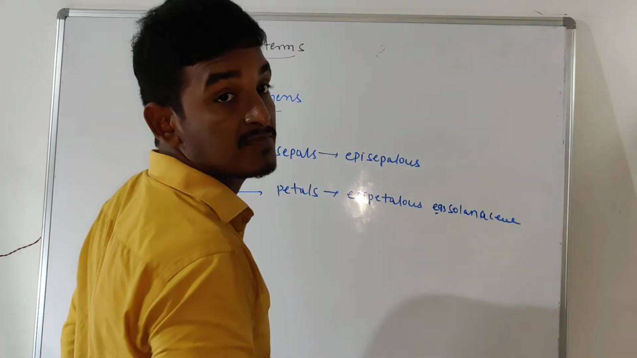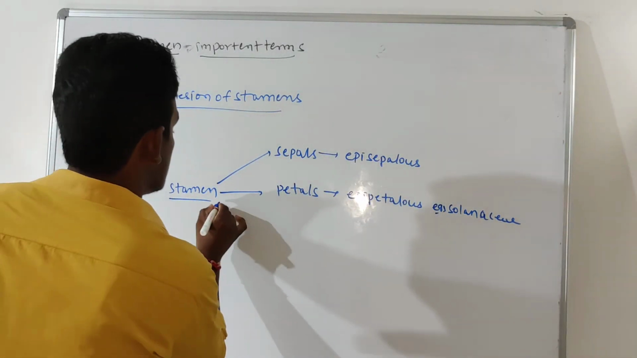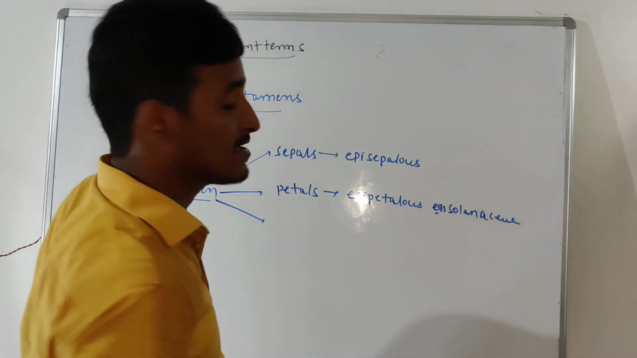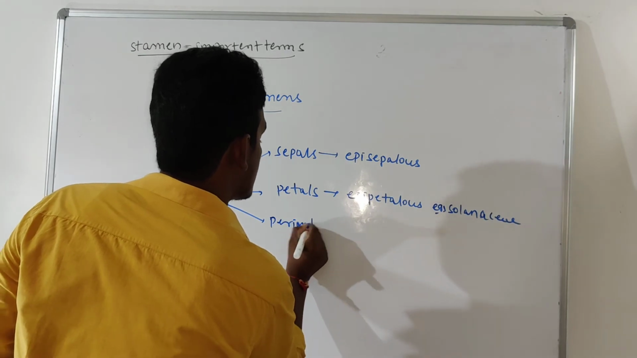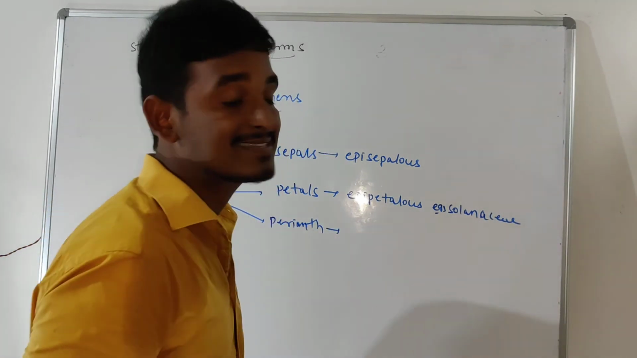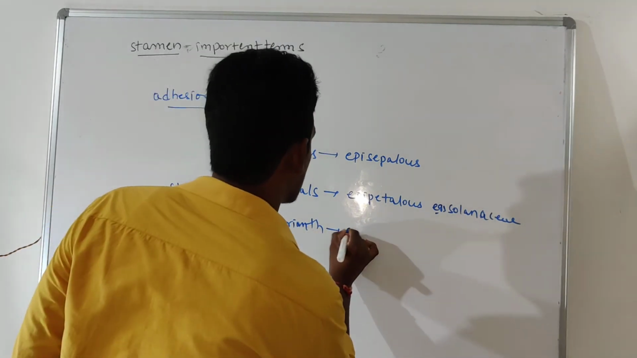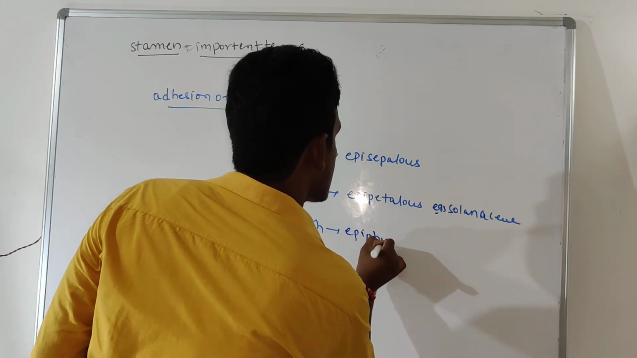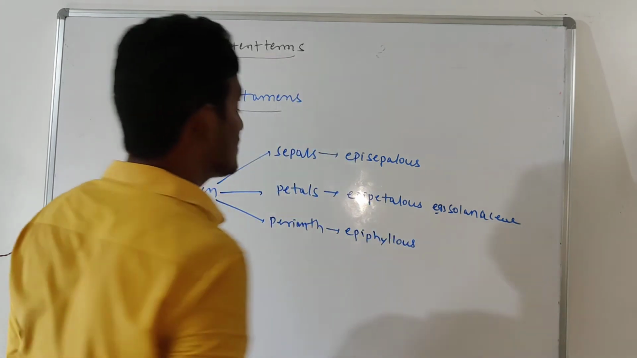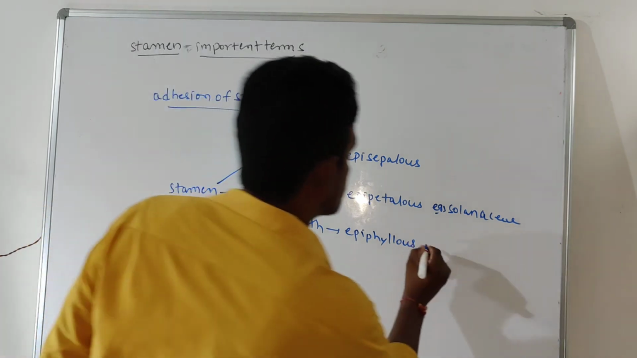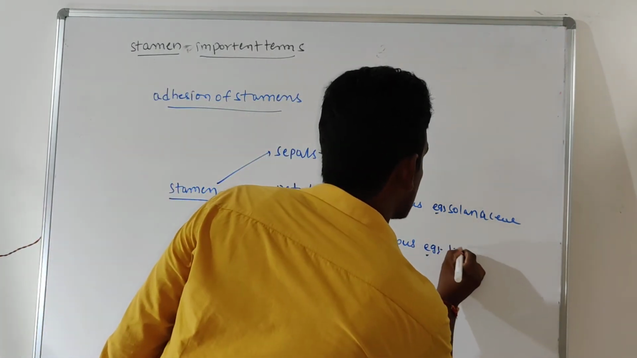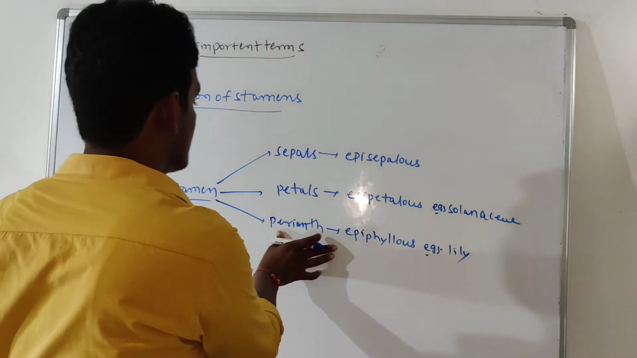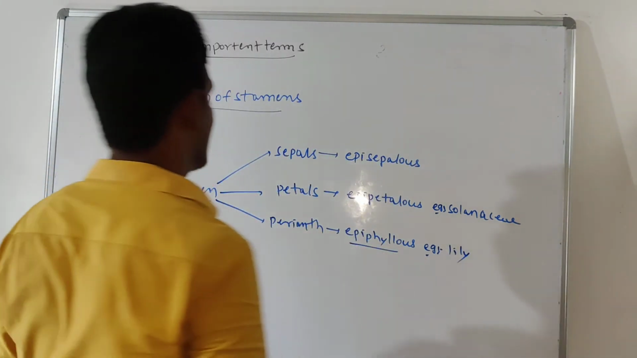A brinjal, right? If the stamen is fusing with the perianth, or if it is fusing with the tepals, then the type of condition we call epiphyllous. So it is found in which family? It is found in the Liliaceae family. So lily is an example related to the epiphyllous condition.